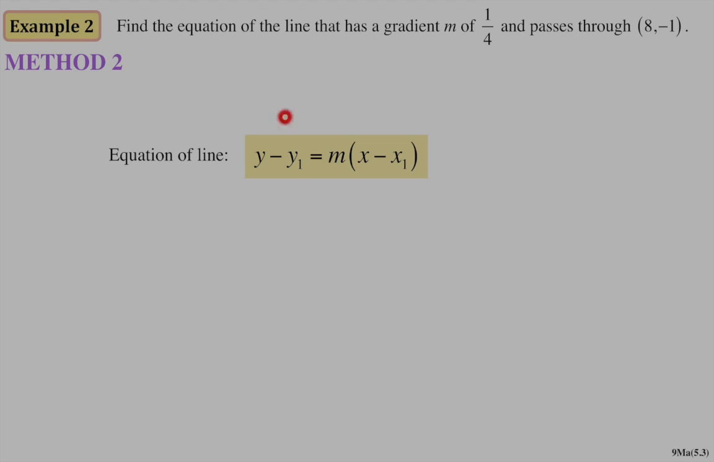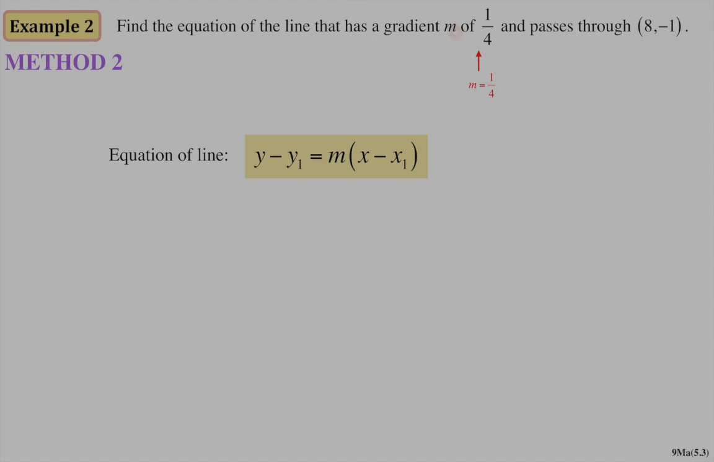Now it looks more complicated than y equals mx plus b. We've still got an m. That's still the gradient or the slope. But now we've got an x1 and a y1. Now in this formula, x1 and y1 mean the x value of the one point you were given and the y value of the one point you were given. So let's have a look.